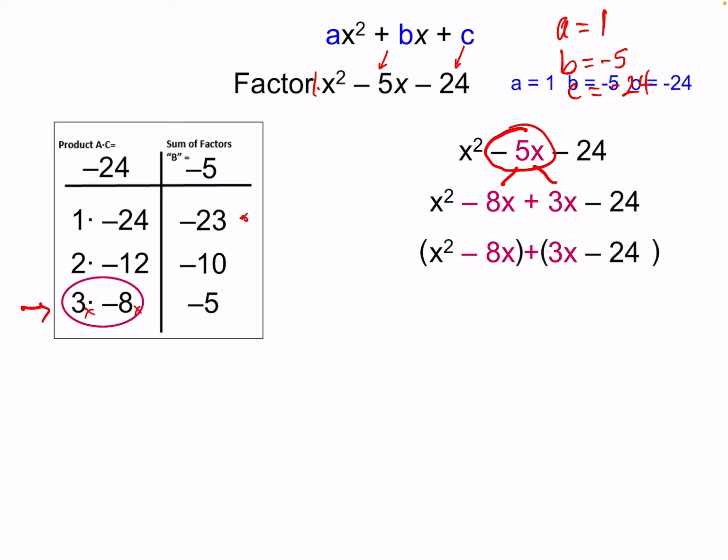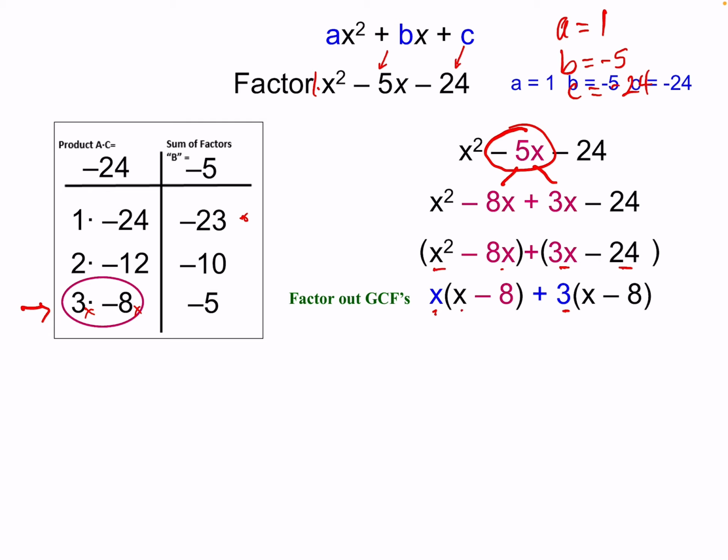Now, this is called factor by grouping. Factor by grouping says take those four terms and separate them into two groups. Now I'm going to find the greatest common factor in each group. Each one of these terms in this group is divisible by x. So there's a GCF of x there. Each one of the terms in this group here are divisible by 3. So here I factored out an x, here I factored out a 3.